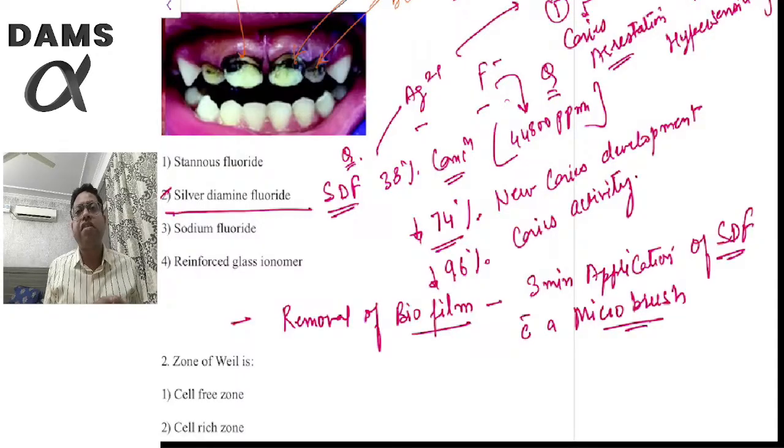And this material, silver diamine fluoride, is basically used in underprivileged areas where access to full dental care with modern equipment and rotary instrumentation is not available.